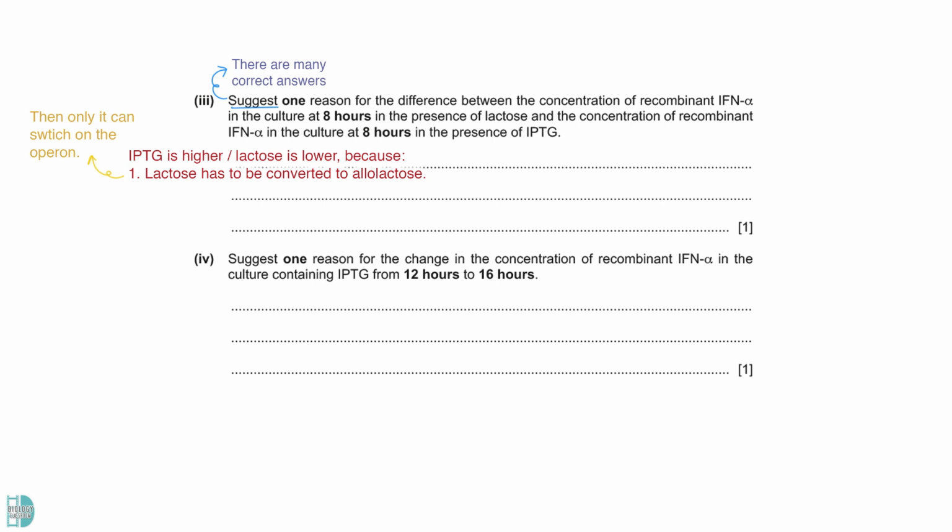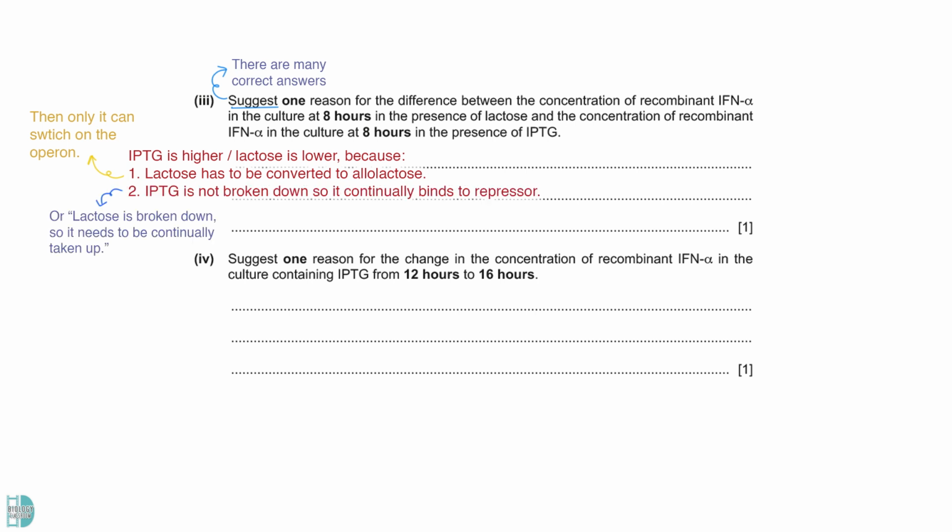IPTG is higher because lactose has to be converted to allolactose before it can switch on the lac operon. The question also mentioned that, unlike lactose, IPTG is not broken down, so it continually binds to the operon. This also means that IPTG will be at a higher concentration than allolactose.